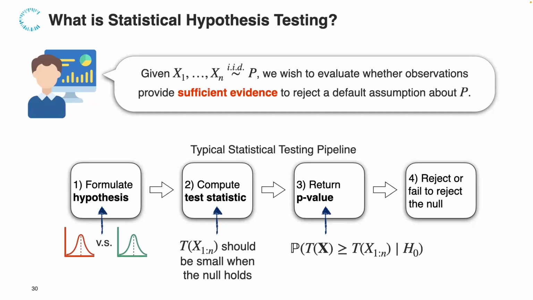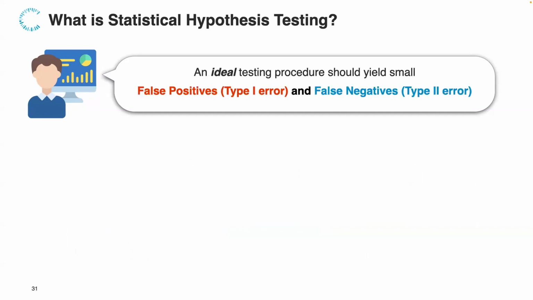We never accept anything in testing. We always just reject or fail to reject. It's a very important concept. So what is a good testing procedure then?